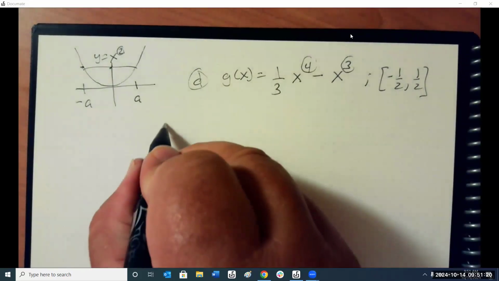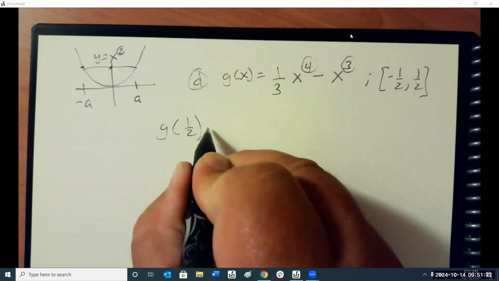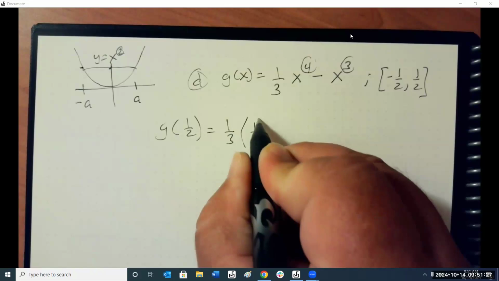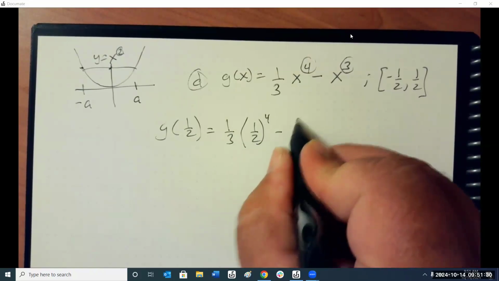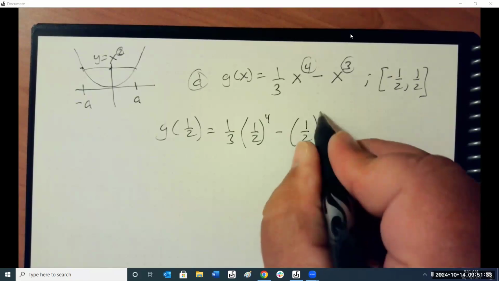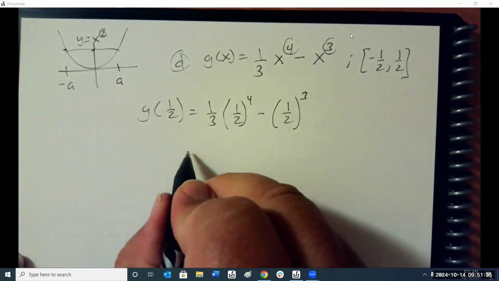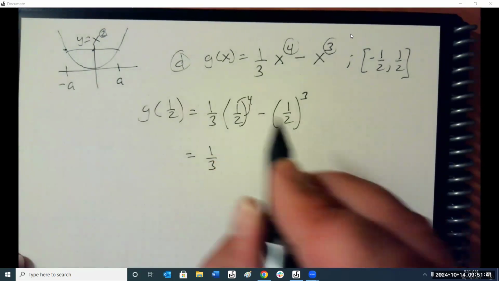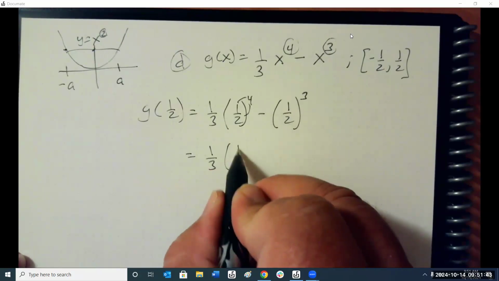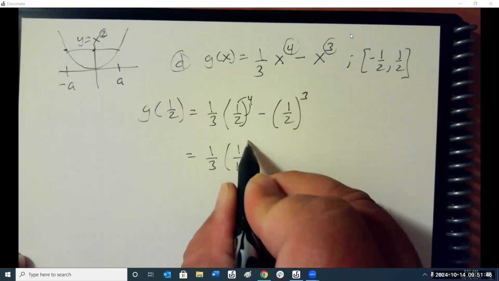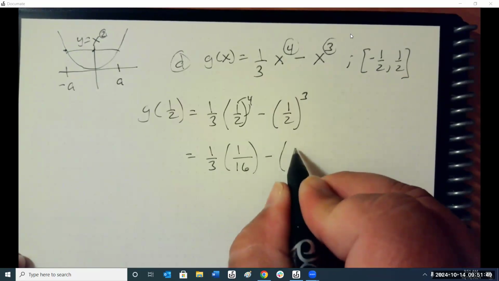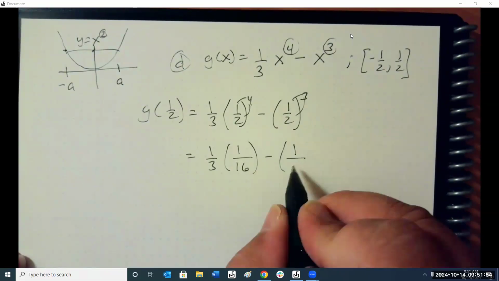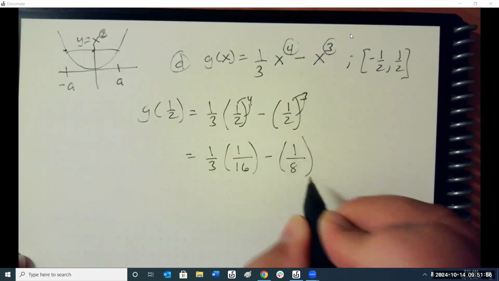So let's plug in g of 1/2. We have 1/3 times 1/2 to the power 4 minus 1/2 to the power 3. So the 4 goes in both of those. So 1 to the 4th is 1. 2 to the 4th is 16. 1 to the power 3 is 1. 2 to the power 3 is 8.